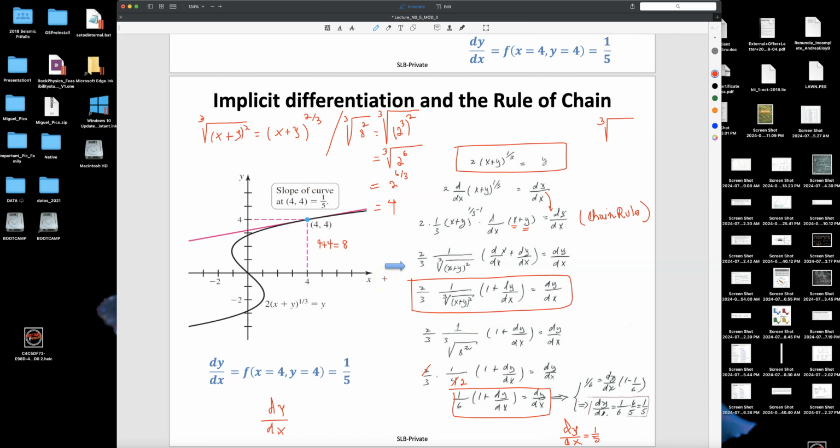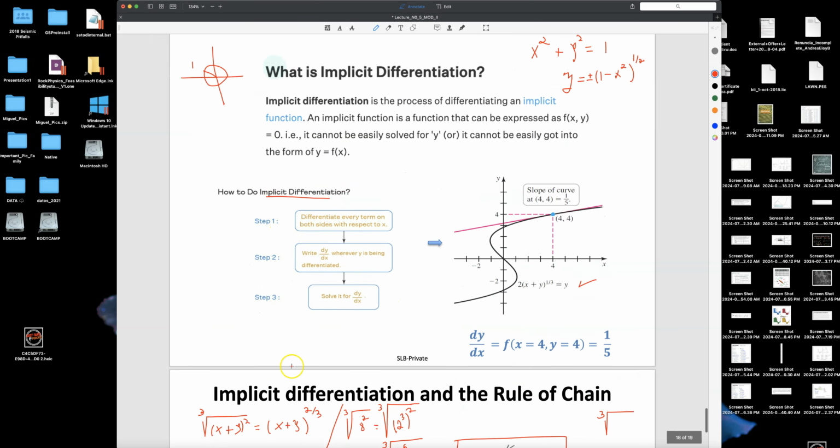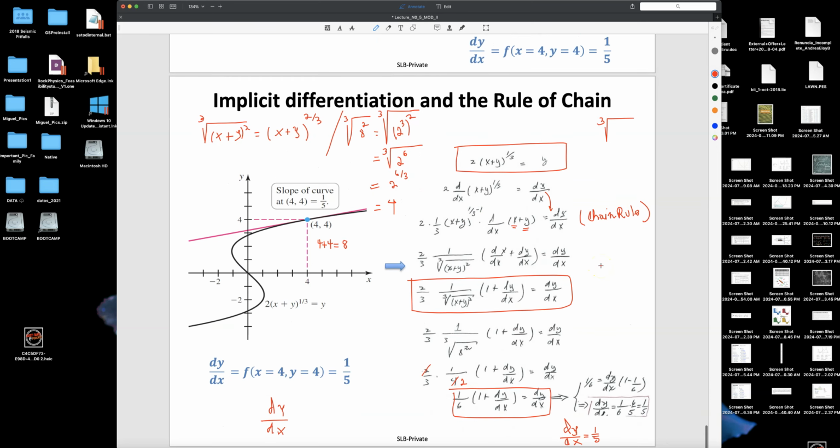So, in summary, what we have done here: we applied the workflow for implicit differentiation, and in the middle, we applied the chain rule. Perfect. Well, that is the implicit differentiation.